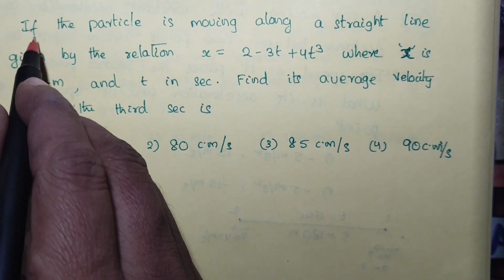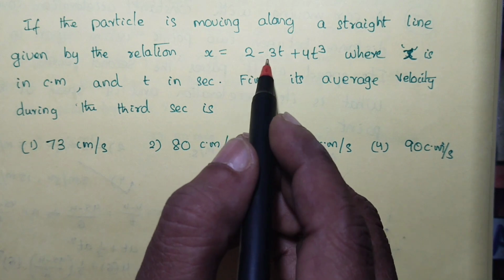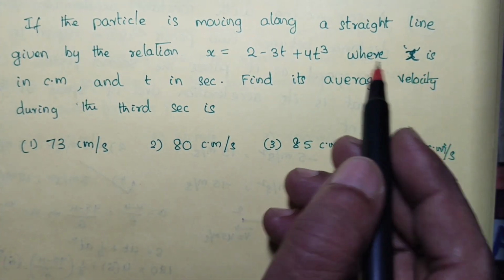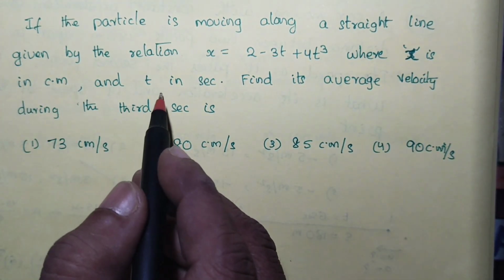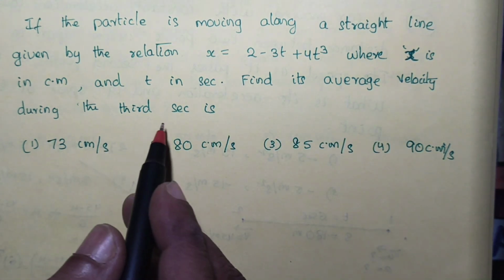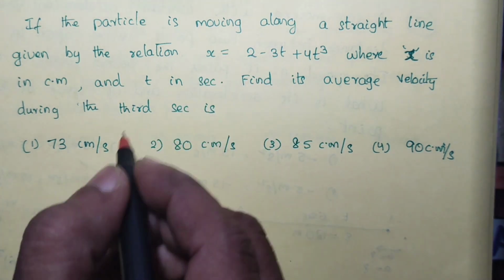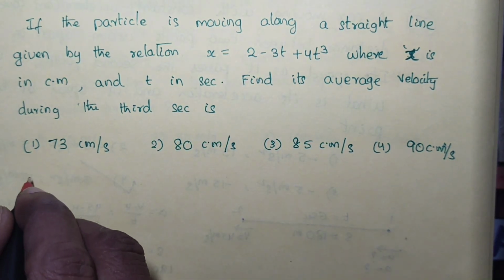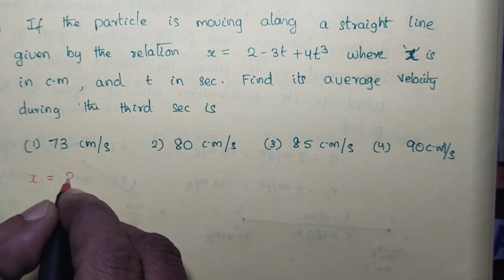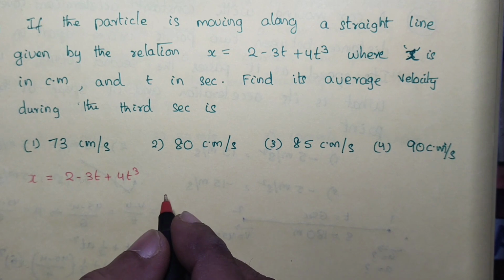So students, let us see this problem. If the particle is moving along a straight line given by the relation x = 2 - 3t + 4t³, where x is in centimeters and t in seconds, find its average velocity during the third second. So here the expression is given. Let us write first the expression: x = 2 - 3t + 4t³.